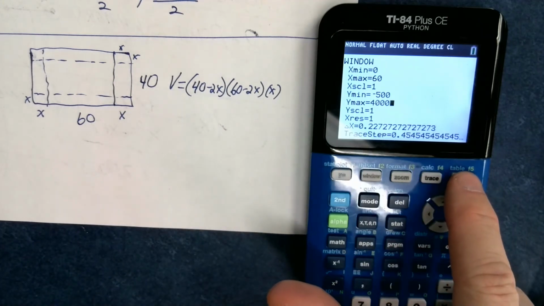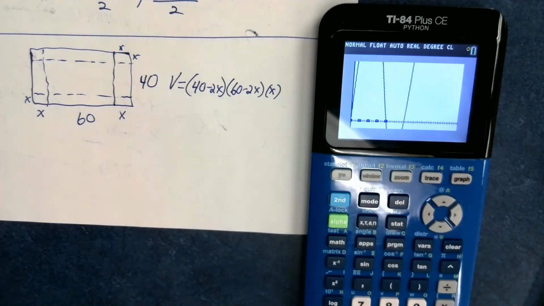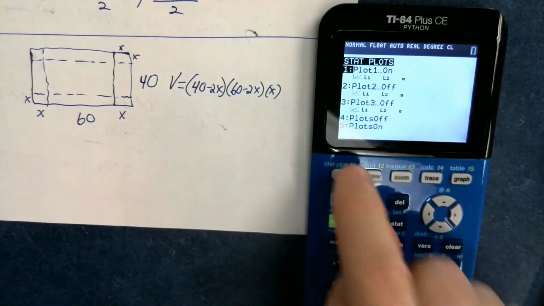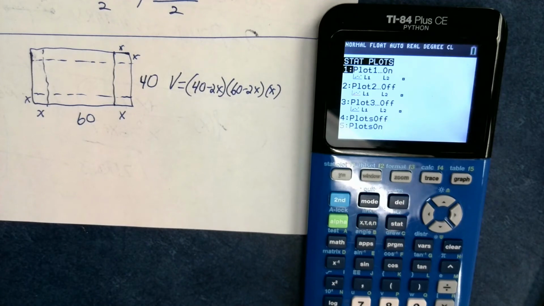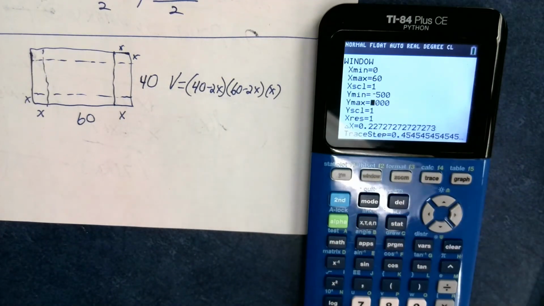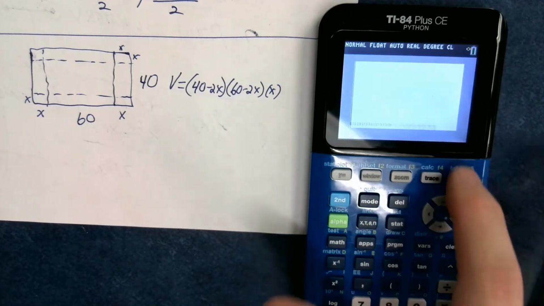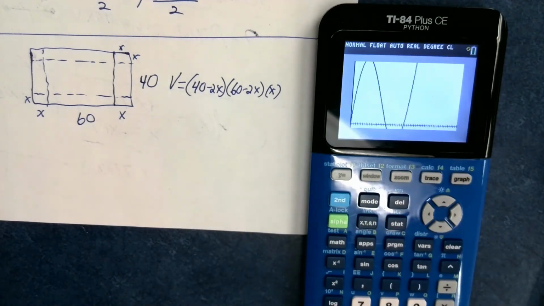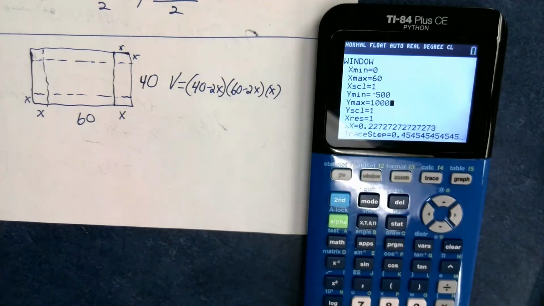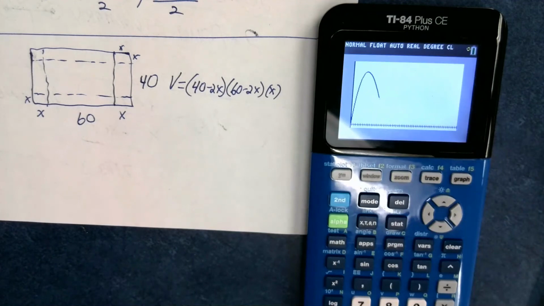And I hit graph. And you can see, oopsie, I still have those dots from before. Turn my stat plots off, second y equals to turn those off. And I realized that I actually have a volume bigger than 4,000 cubic inches. I'm going to go to 8,000 cubic inches and hit graph again. Holy crap, it's bigger than that. Window, 10,000 cubic inches. Now I can definitely see.